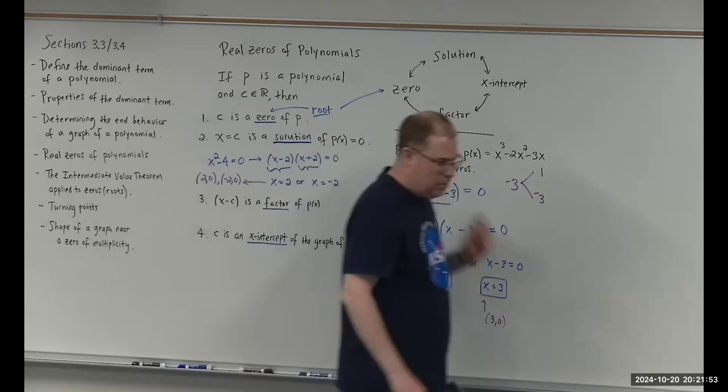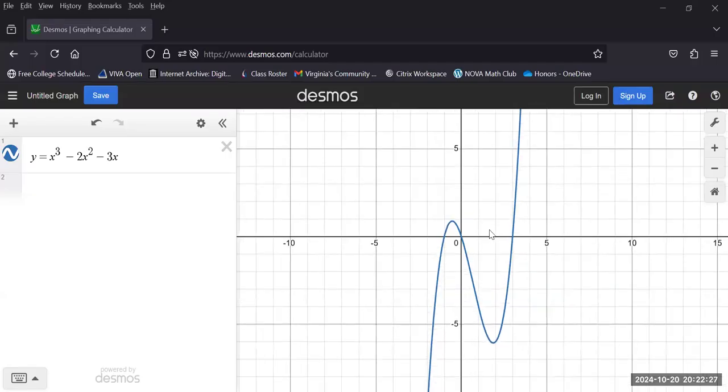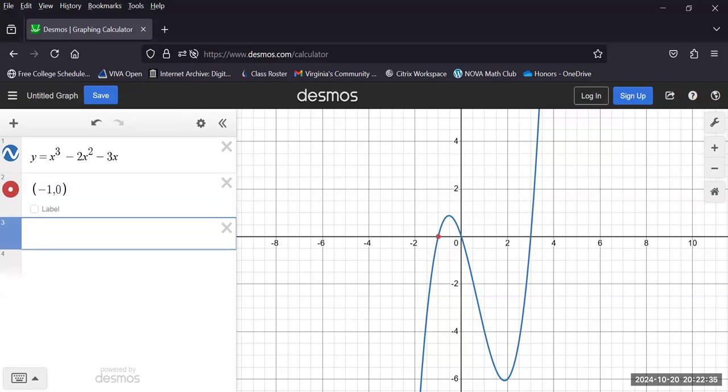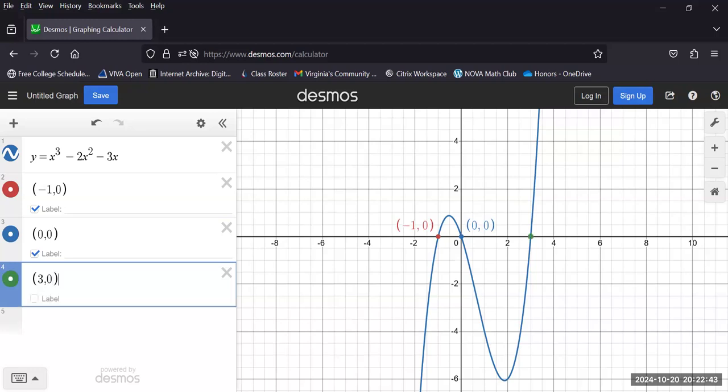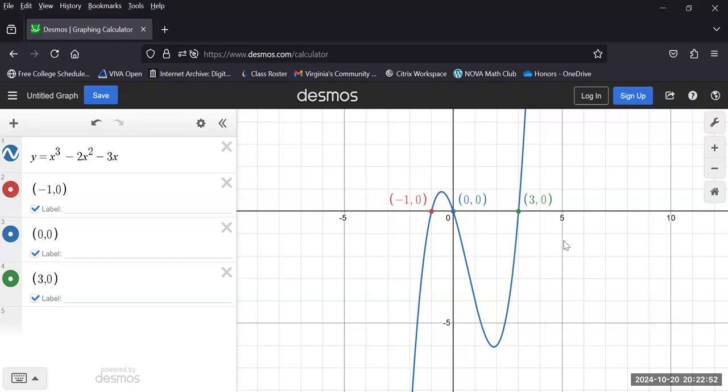In fact, I'll show you this. X cubed minus 2x squared minus 3x. We had roots at negative 1, 0, at the origin, 0, 0, and 3, 0. All right, so there's our roots. That's what this polynomial looks like.